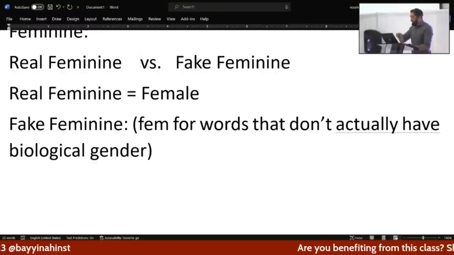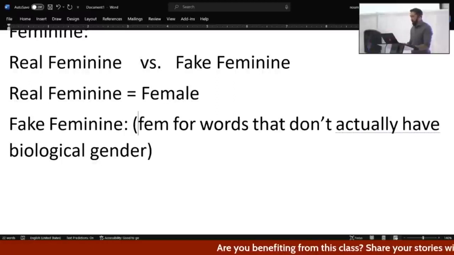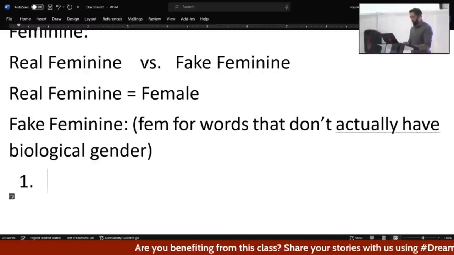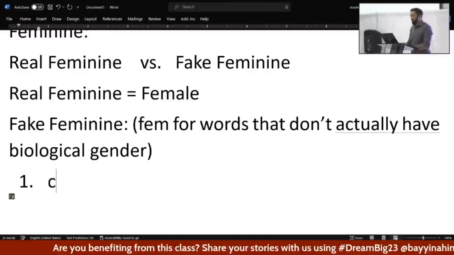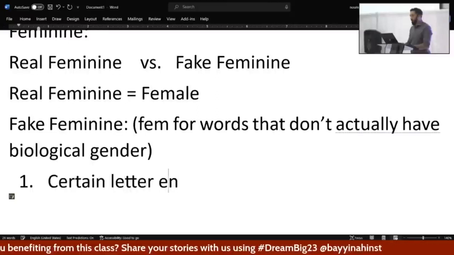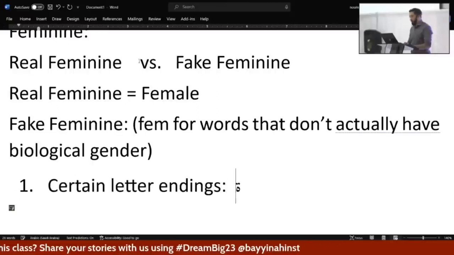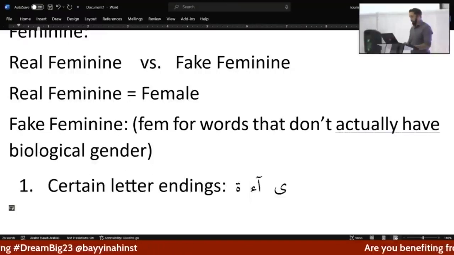So, feminine words that don't actually have biological gender, how do you tell? Number one, certain letter endings. Round ta, alif maqsura, alif mamduda.